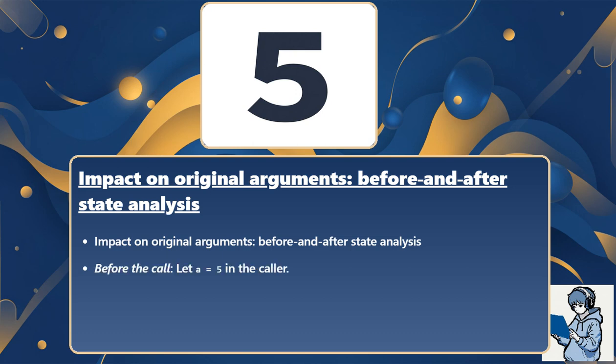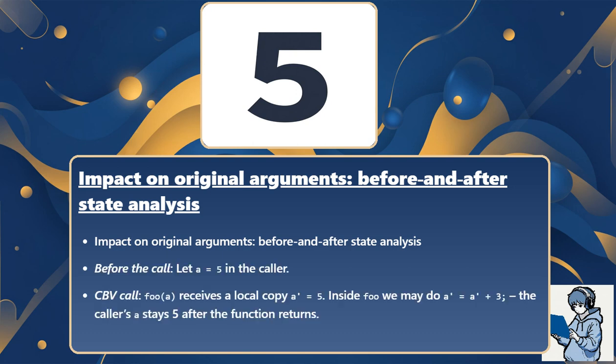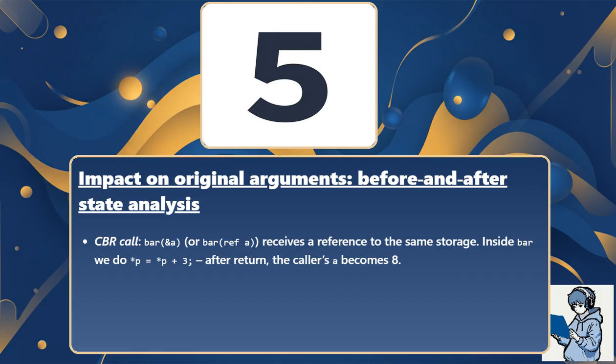Before the call, let a equal 5 in the caller. In a CBV call, foo receives a local copy, a prime equals 5. Inside foo we may do a prime equals a prime plus 3. The caller's a stays 5 after the function returns. In a CBR call, bar of &a, or bar of ref a, receives a reference to the same storage. Inside bar we do *p equals *p plus 3. After return the caller's a becomes 8.